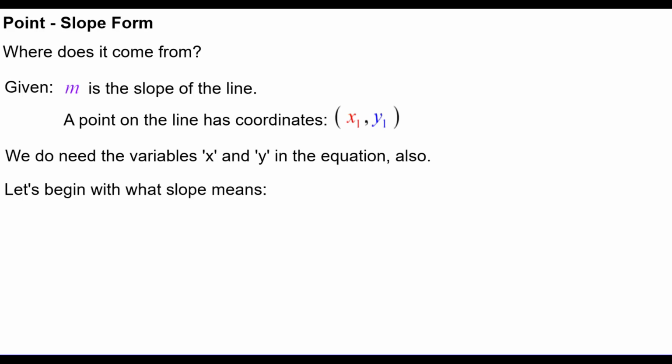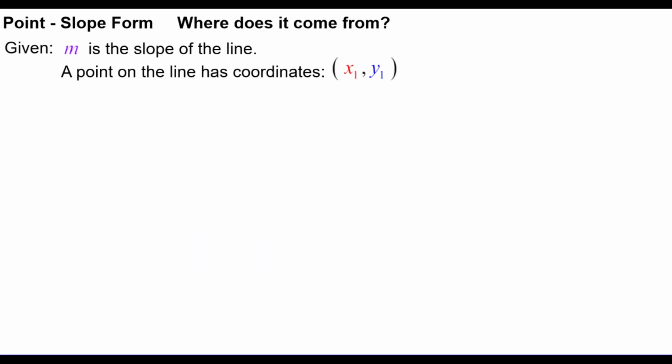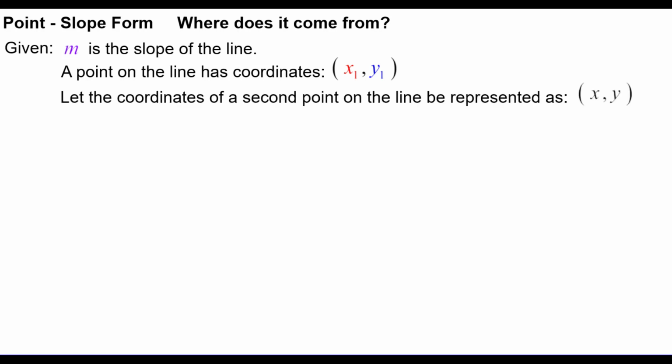Let's begin with what slope means. Slope, you can think of as rise over run, change in y divided by change in x. Subtract the y's over subtract the x's in the same order. So with m being the slope and a point x sub 1, y sub 1, let's let the coordinates of a second point on the line be represented as x comma y. There's where we'll get our x and y into the equation.